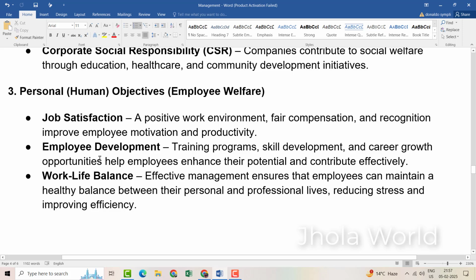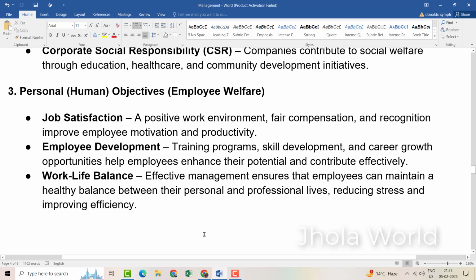Then number two is employee development. So you also have the objective of developing the employee skill through training programs and other career growth. An employee doesn't want to be in the same position forever, and he also wants his salary to be hiked every year at least, or based on his performance. So the management has objective to satisfy the employees' desire to development and gain better career opportunities.